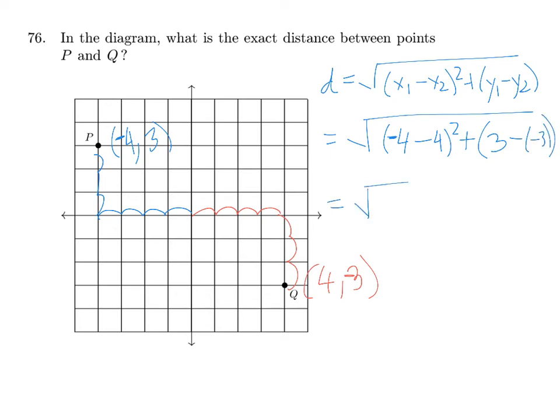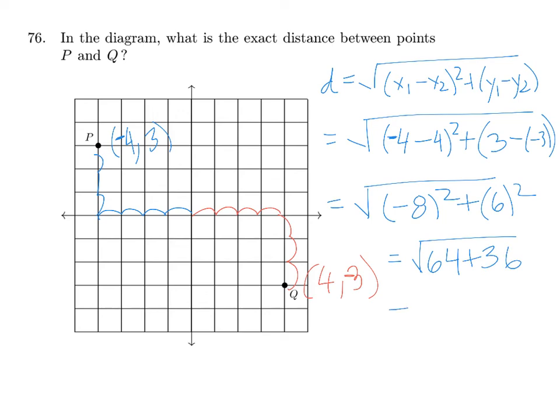Let's be careful with these negatives here. So I end up with negative 8 squared plus 6 squared. So I get 64 plus 36. I get square root of 100, which is 10. Done. Watch out for those negatives.